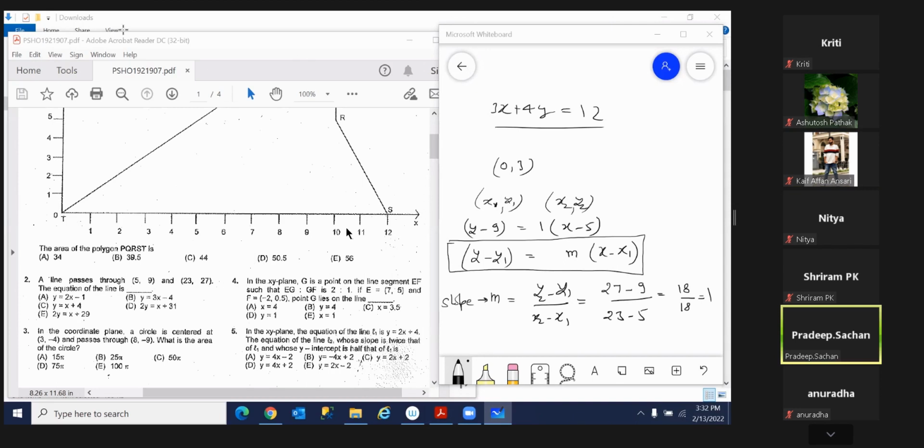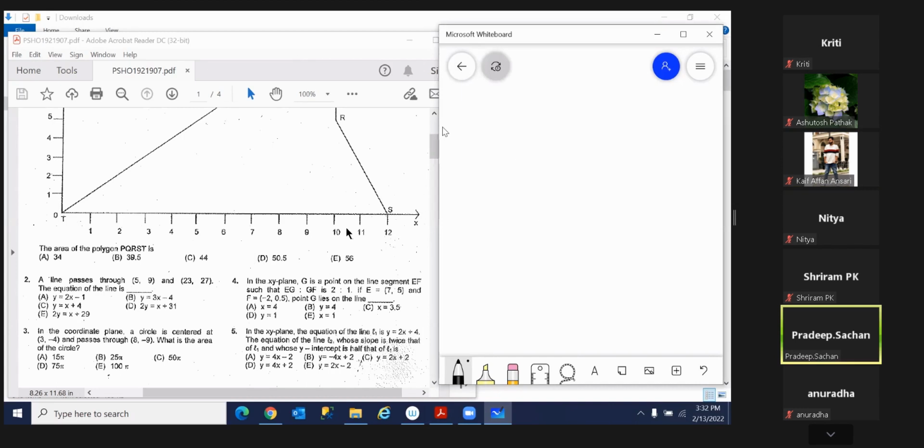Then another concept is distance between 2 points. Suppose one point is (x1, y1), another point is (x2, y2). So distance will be under root (x1 minus x2) whole square plus (y1 minus y2) whole square. That is the distance formula.